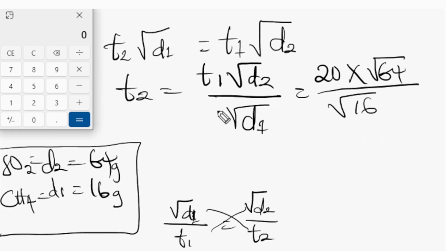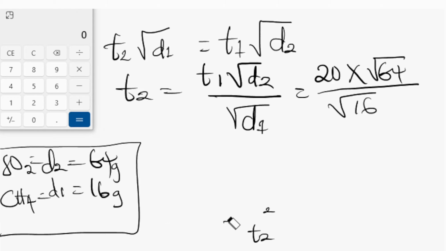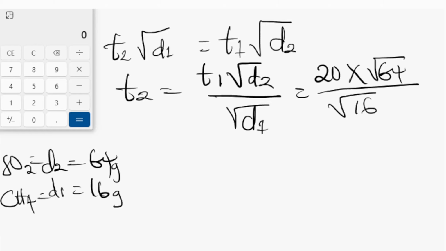So guys, at this point, you will always need to at least have an idea of some of these roots, because your JAMB calculator won't allow you to calculate roots. But then we know that root 64 is going to be 8, because 8 times 8 is 64. So here we're going to have 20 times 8 over, so we know that root 16 is going to be 4, because 4 times 4 is 16.